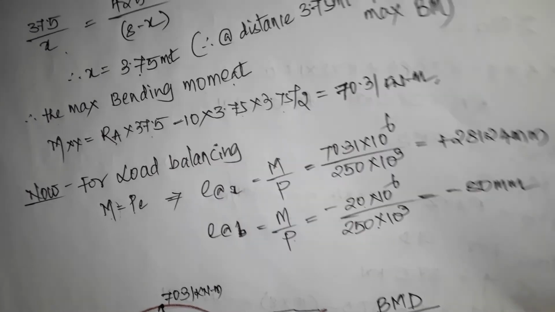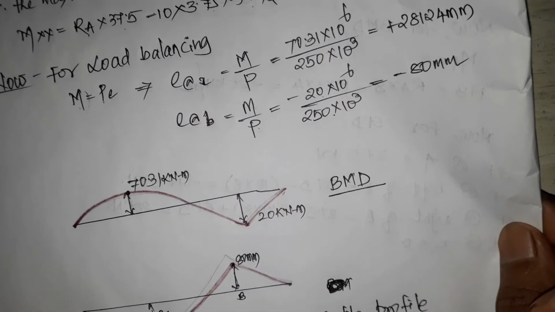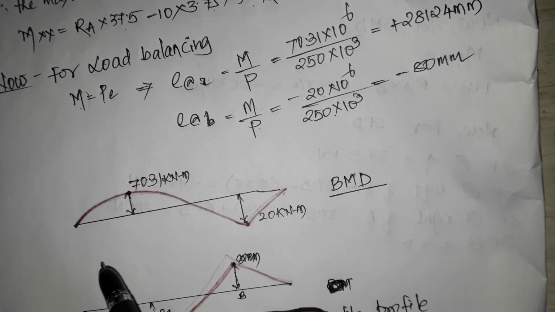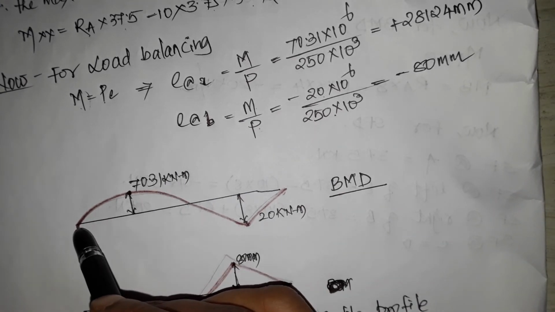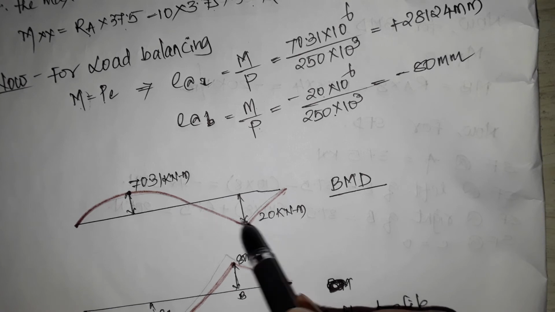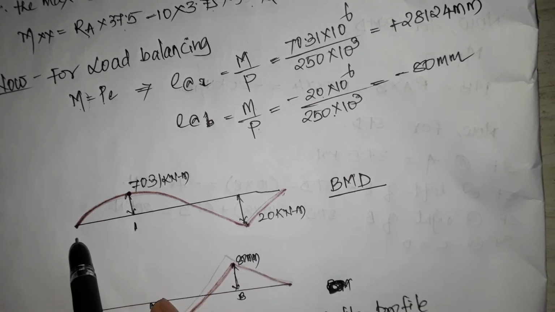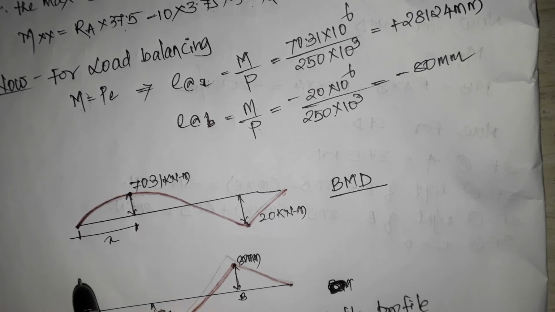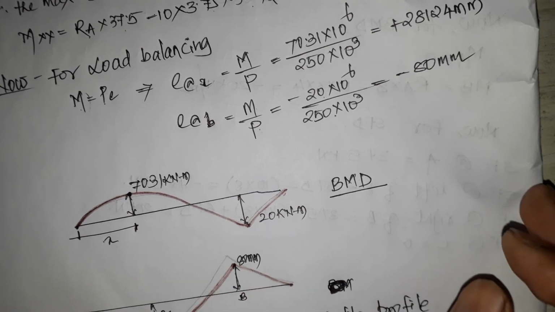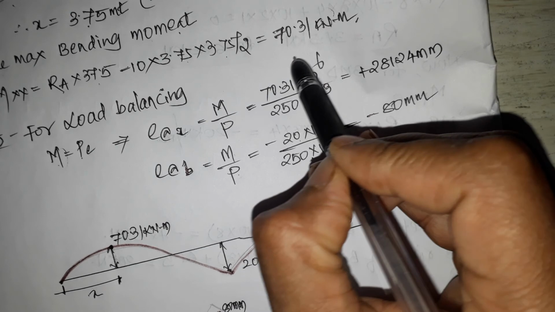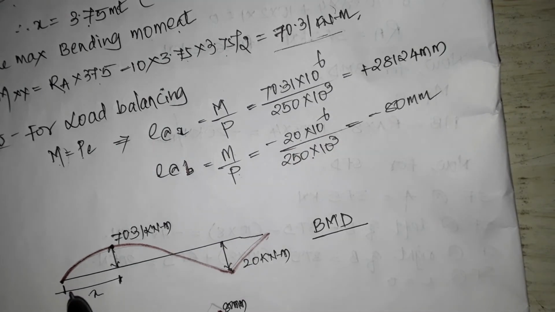Okay, I can show you here. This is the bending moment diagram. We got the bending moment at B as minus 20 and the bending moment at distance x, this x distance, as 70.31. If you want, I can show you here. Yes, it is 70.31. So I can draw the bending moment diagram here. This is A, this is B and this is C. If I draw the sketch like this, this is the bending moment.